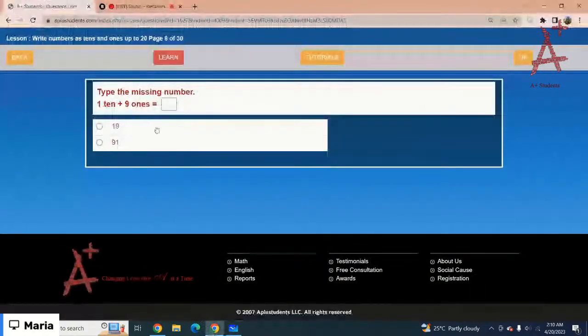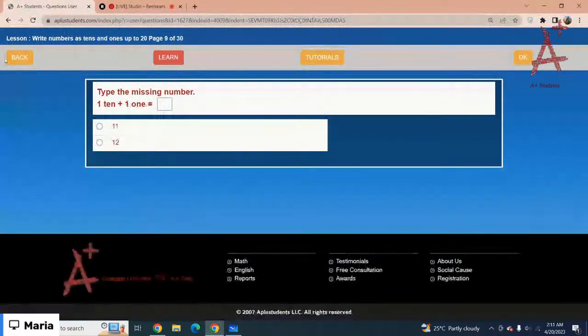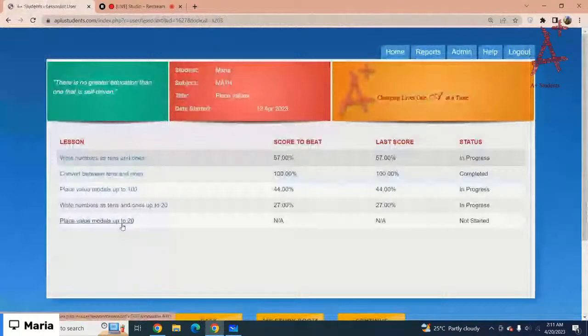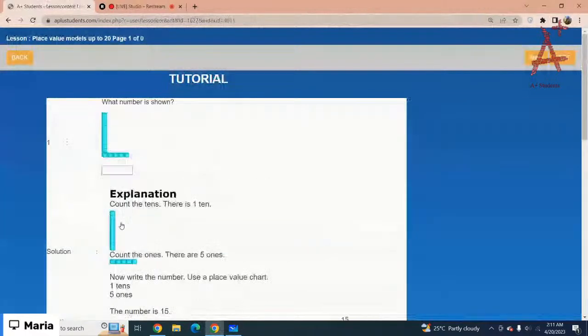Okay, you can complete the test by yourself later today. Let me just move on to the next lesson. The next lesson is place value models up to 20. We are going to see the place value models up to 20. Let's start with the first example. Which number is shown? Count the tens.